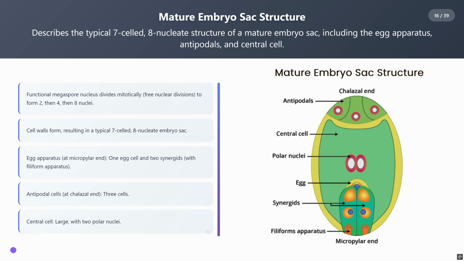Then 2 more rounds of mitosis happen sequentially at each pole. So the 2 nuclei become 4, and then the 4 become 8. This results in an 8-nucleate stage. It's like the blueprint being copied multiple times within the same space. 8 nuclei? That sounds like a crowded little cell.